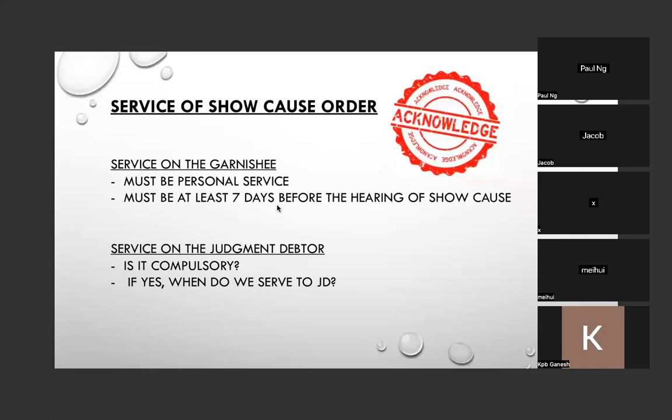This is actually a trick, because if let's say you serve the judgment debtor first or at the same time, what they will do is they will withdraw all the money from their accounts. So we are left with nothing. What we do is we serve the garnishee, and after a few days, then we serve the judgment debtor. That is to secure the money itself.